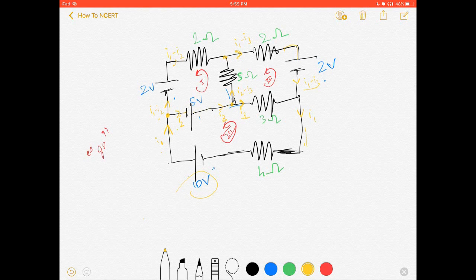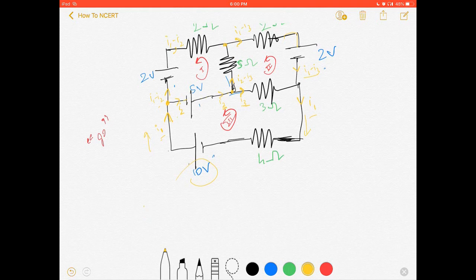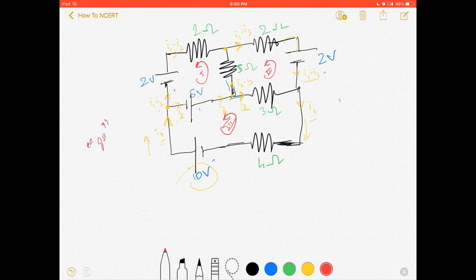If my current entering this branch is not equal to my current exiting over here, then you've messed up using Kirchhoff's rule somewhere. So the best way is to check whether this and this are the same. Now that this is done, I'm set to go. My first step was to identify the loops, and my second step was to figure out the currents.